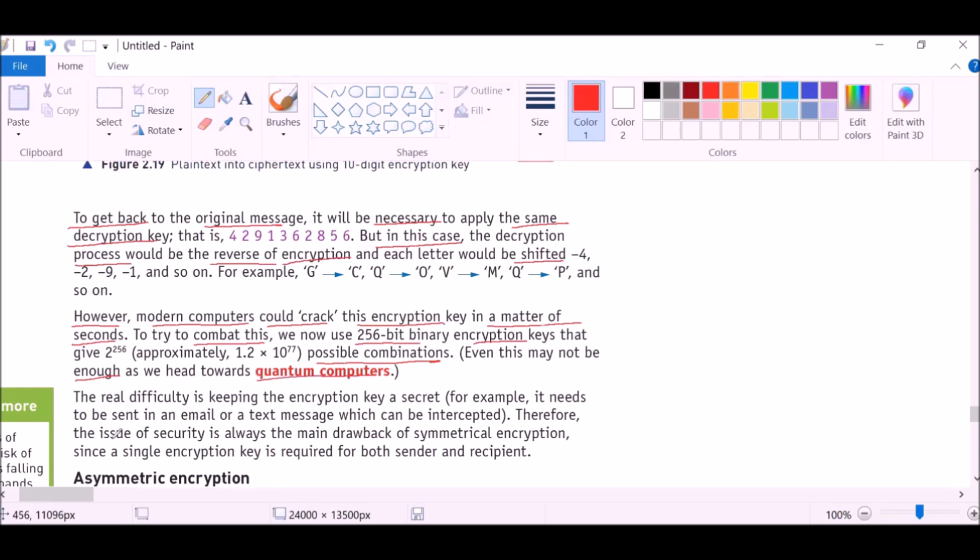The real difficulty is keeping the encryption key a secret. For example, it needs to be sent in an email or a text message, which cannot be intercepted. Therefore, the issue of security is always the main drawback of symmetric encryption, since a single encryption key is required for both sender and recipient.